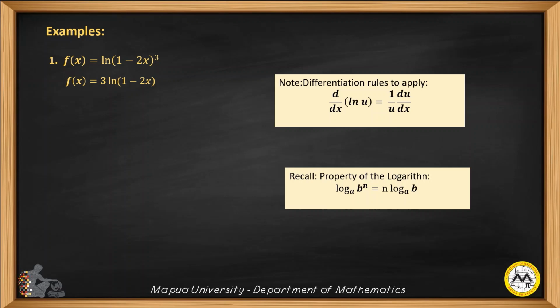It is this formula that we now differentiate, and the derivative would just be given by 3 times the derivative of ln of 1 minus 2x, where the derivative of ln of 1 minus 2x is given by 1 over 1 minus 2x times the derivative of 1 minus 2x, which is just negative 2. Simplifying, f prime of x is equal to negative 6 divided by 1 minus 2x.